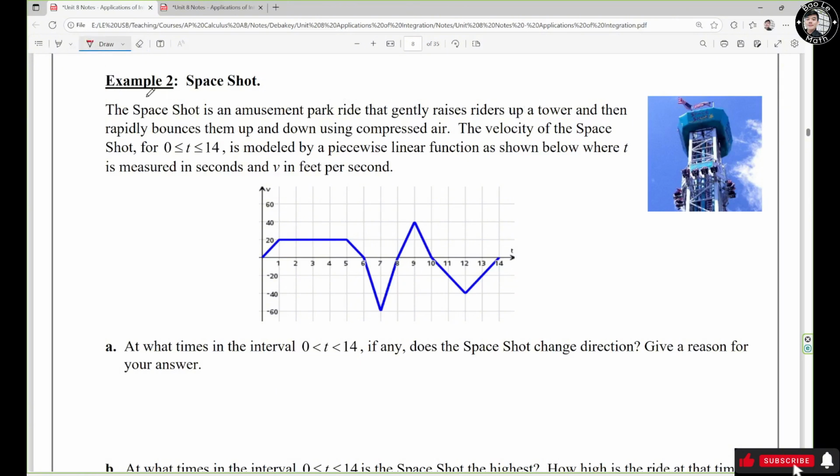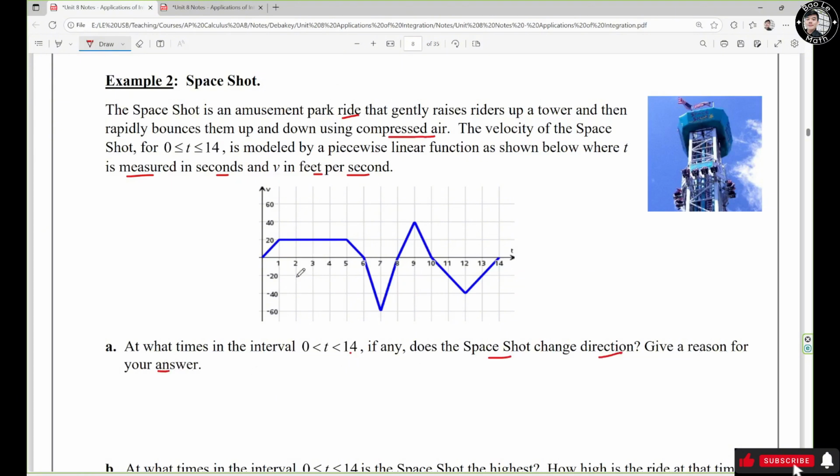Now let's move on to example number 2. The space shot is an amusement park ride that gently raises riders up a tower and then rapidly passes them up and down using compressed air. The velocity of the space shot for t from 0 to 14 is modeled by the piecewise linear function shown below, where t is measured in seconds and v in feet per second. Question A. At what times in the interval t from 0 to 14, if any, does the space shot change direction? Give a reason for your answer.